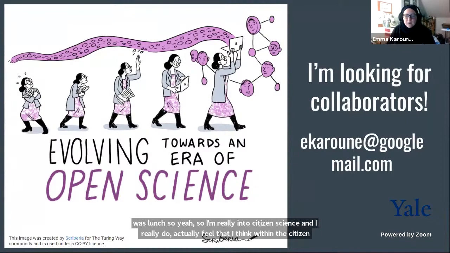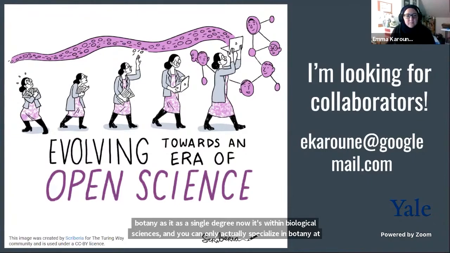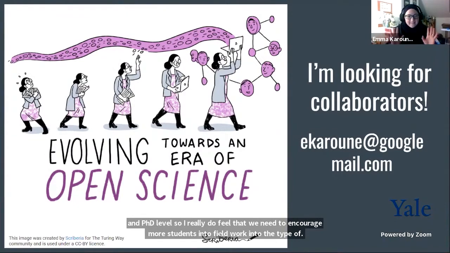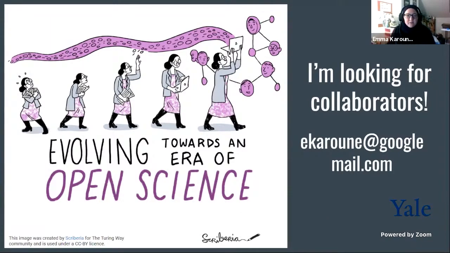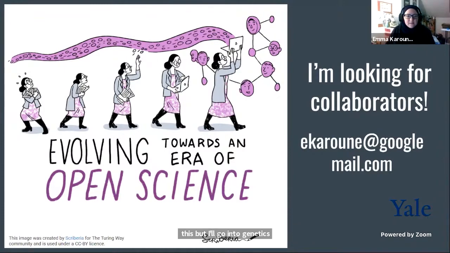So I really do feel that we need to encourage more students into field work, into what I call the sort of doing science field. So you're actually looking at the plants, the bones, the material, because everybody seems to now, and I'm not dissing people for this, be going into genetics and things like that, but the more traditional aspects of botanical and biological sciences are going away, unfortunately. So yeah, I really would like to do quite a big citizen science project. I think that would be really interesting.